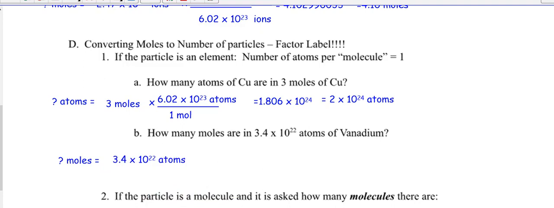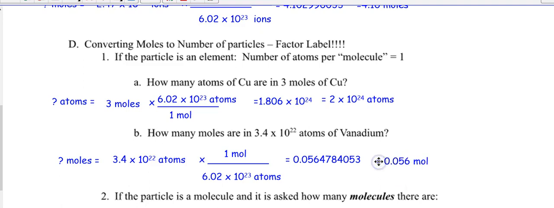So I do this, and then I have my bar. I'm going to put atoms on the bottom, 1 mole on the top. So I can go 3.4 EE 22 divided by, notice it's in the denominator, you're going to divide, divided by 6.02 EE 23. This is my answer. That's a lot of decimals. I only needed 2, so there I go.